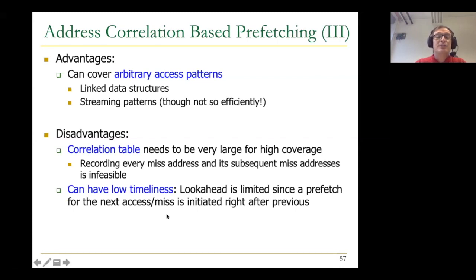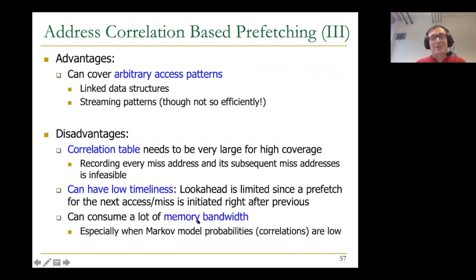And it also can have low timeliness. Timeliness is limited since a prefetch for the next access is initiated right after the previous. But you can fix these issues, as we discussed, by indexing into the table using the prefetch address and then generating the next prefetch, etc. Prefetching for more addresses, maybe recording more addresses downstream into the correlation table. All of them come with latency penalties and may come with penalties of increasing the size of the correlation table. Okay, so it's not easy to build basically.